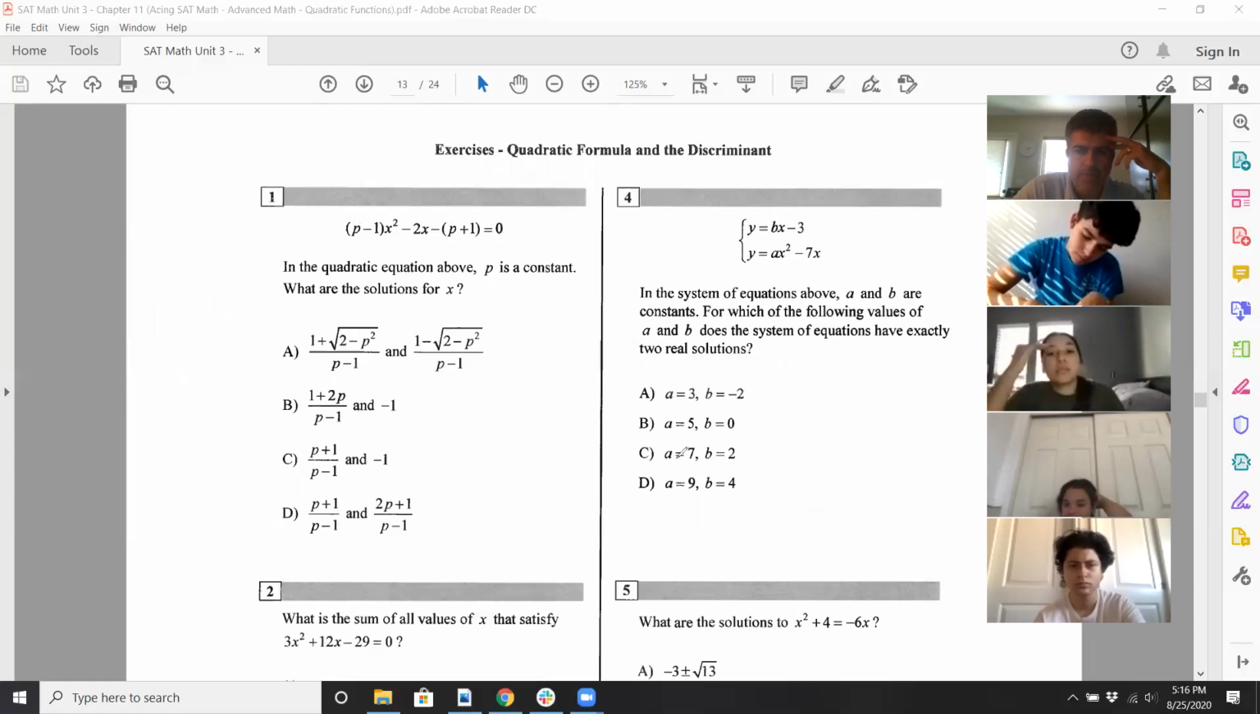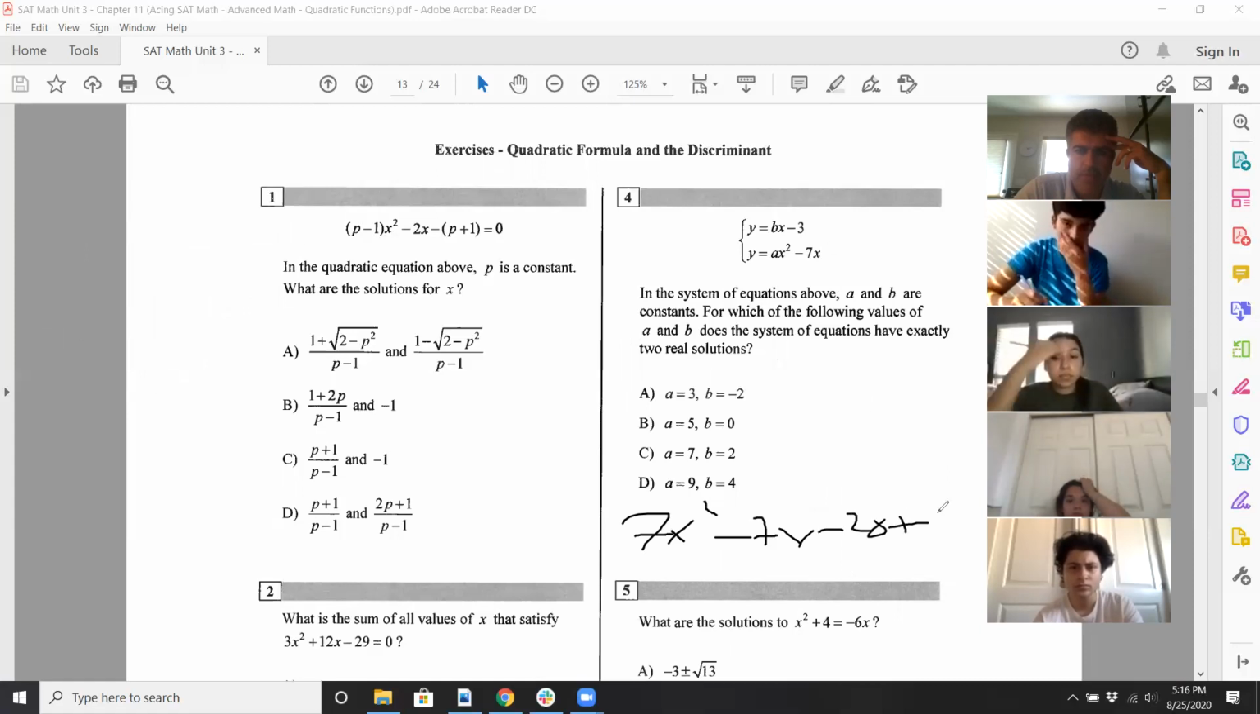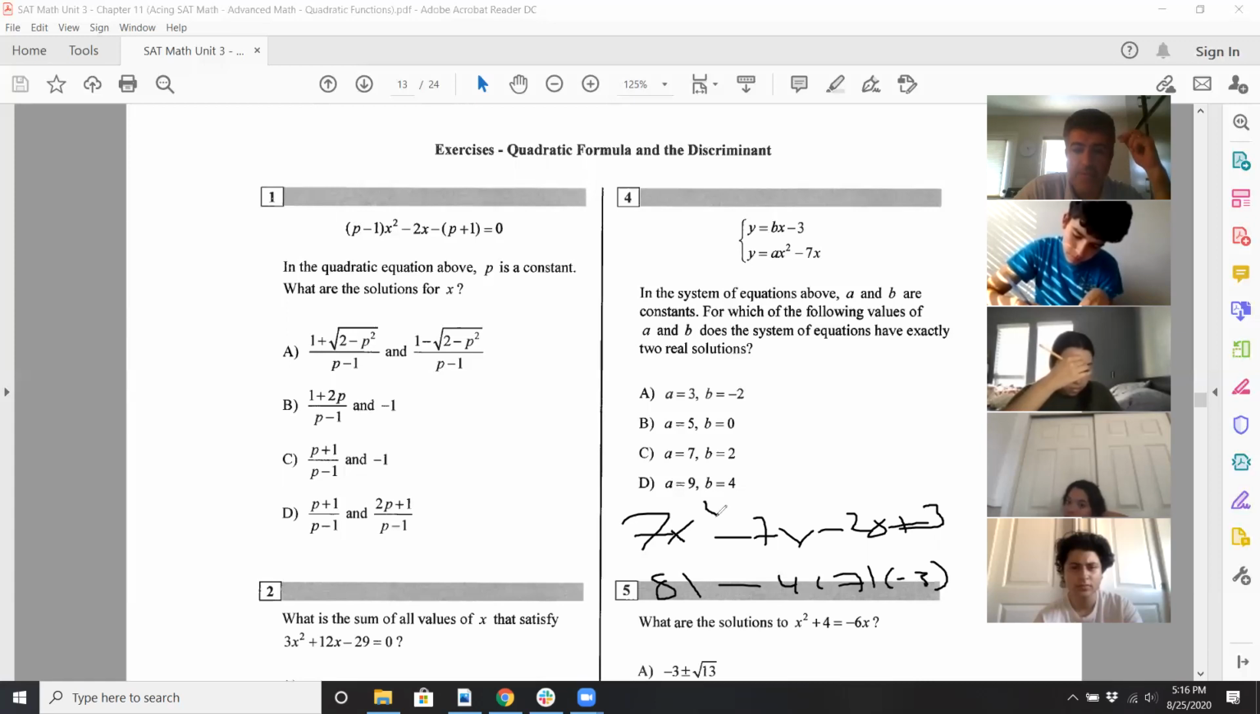If I put 7 in for a, so 7x squared minus 7x, and minus bx minus 2x plus 3. So I have 9x in the middle. So 81, I'm going to do b squared minus 4ac. No, actually, that winds up being positive. So the answer is C.